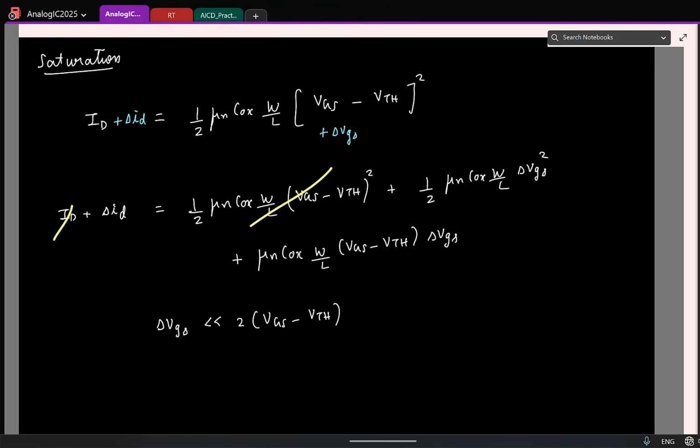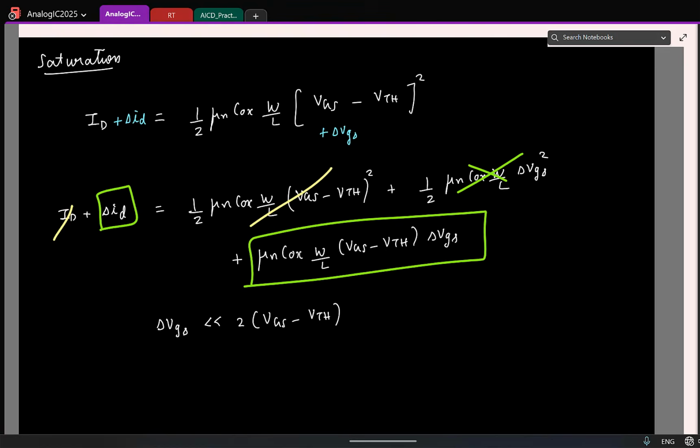So in that case, you can basically ignore this term, which means my delta I is basically this. And here in particular, what is this term? That's basically GM. Delta I is GM times delta VGS, should not be surprising. 1 plus 3 is 4, 2 plus 2 is also 4, same thing. Clear? Okay.